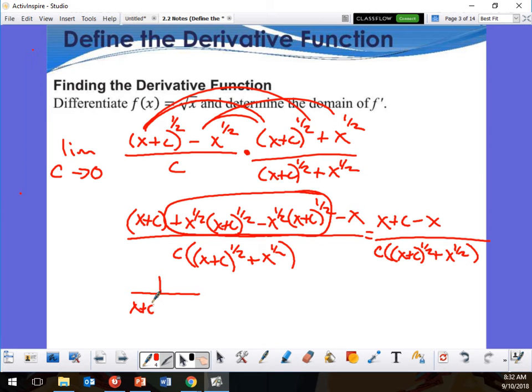x plus c plus x to the 1/2. Okay. So now we could take this as c goes to 0. Guess what? All the c's are gone now, aren't they? So I'm left with just this. So now I have the derivative. So this is my f prime of x.